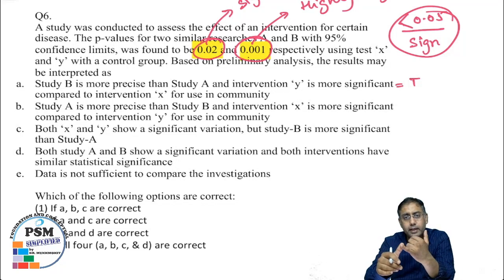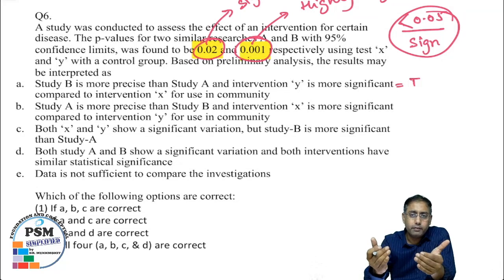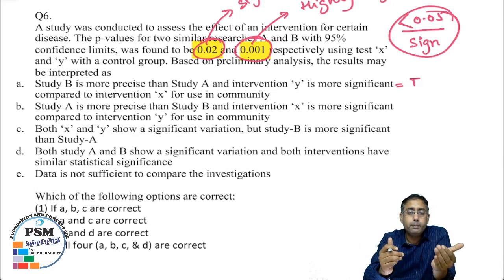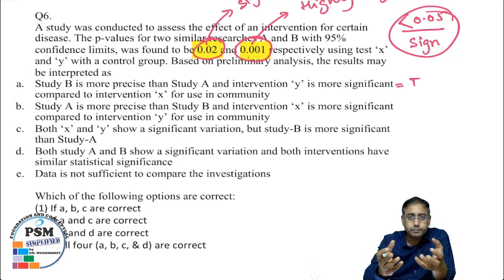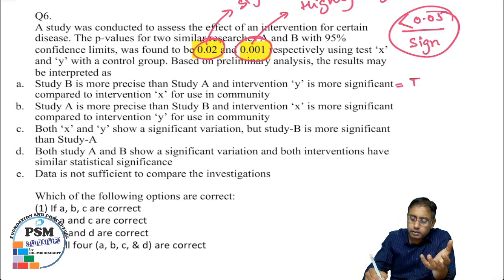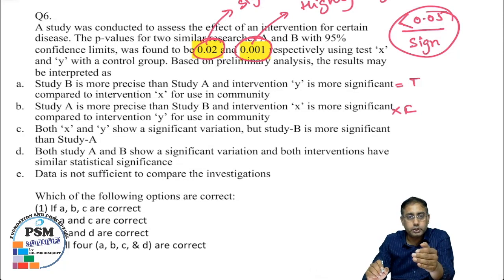Why? Because study B is 0.001, highly significant. Y is the more significant intervention? Of course, it's true. Study A is more precise? No, A is not precise because it has a lesser significance compared to B. And X is more significant? This is false. X and Y show a significant variation? Yes, they do show. But study B is more significant than study A.